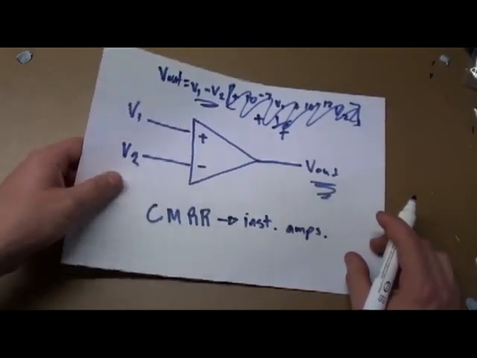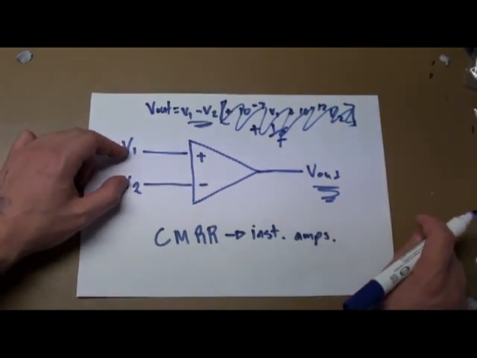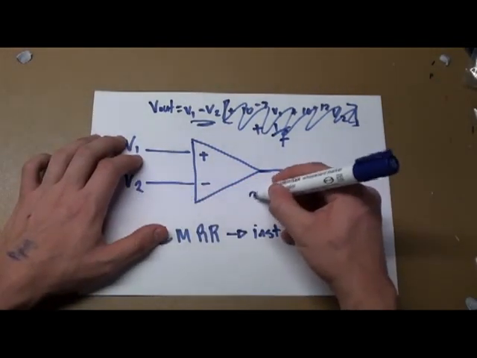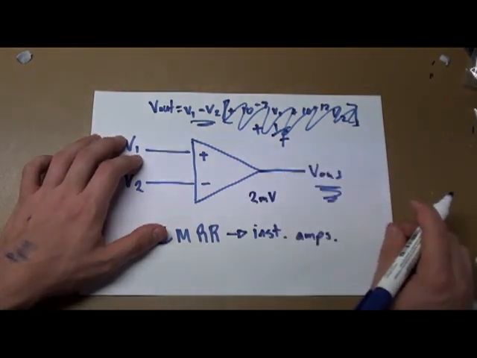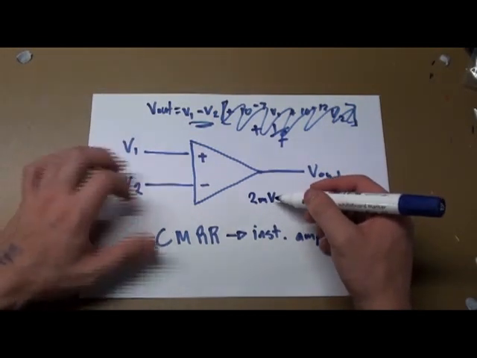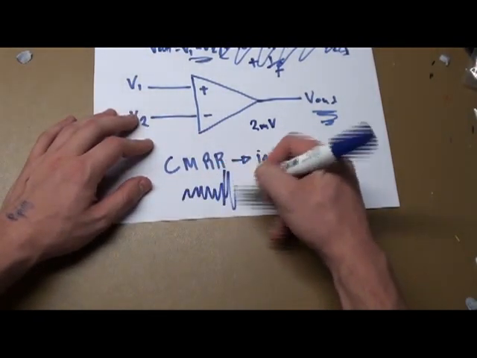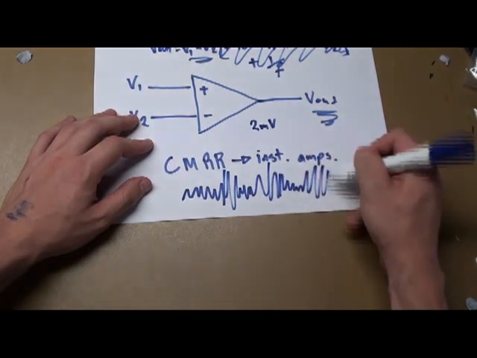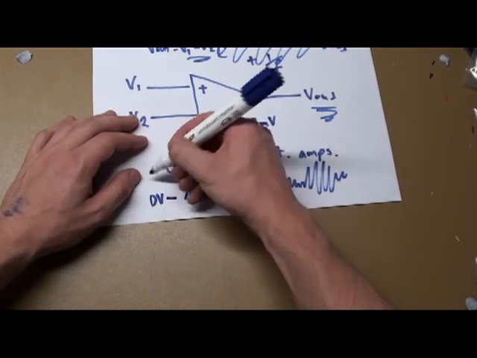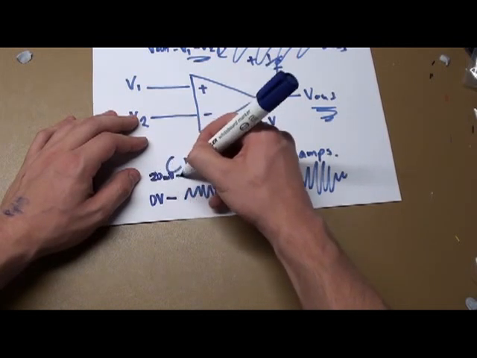Okay, but the problem might be that the difference between them is not very big, and so while we'll still get the signal we want, it could be on the order of, let's say, 2 millivolts. Now, if you hook up an oscilloscope to nothing, and I'll show you this later, the output will look something like this on a small scale. This would be 0 volts, and this could be as high as, say, 20 millivolts.